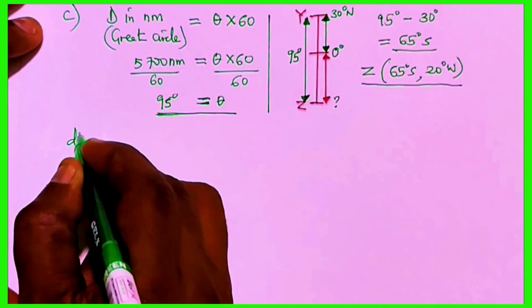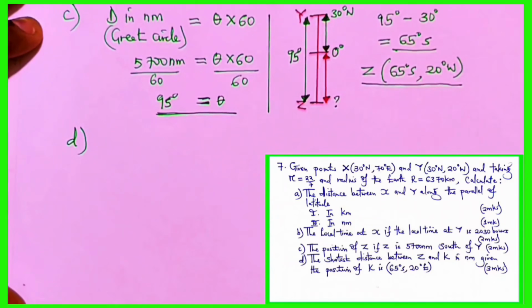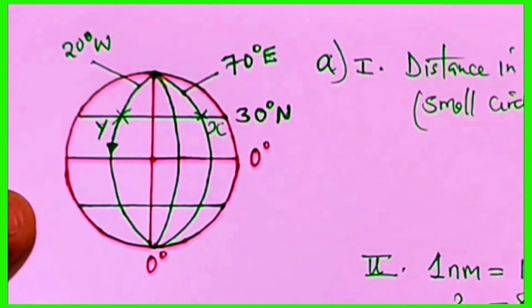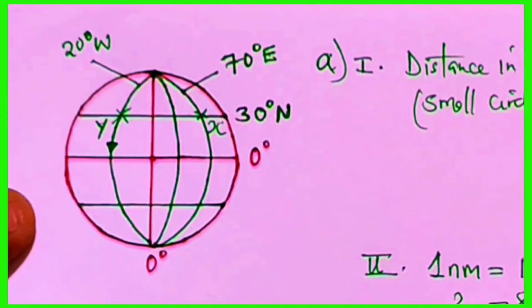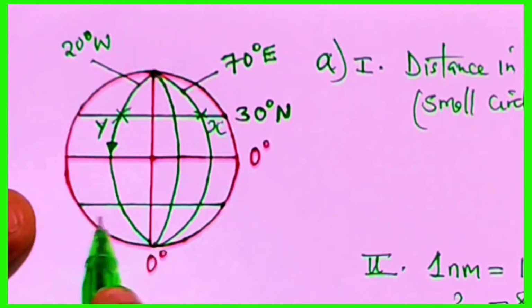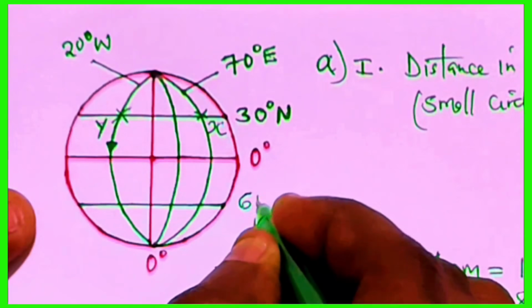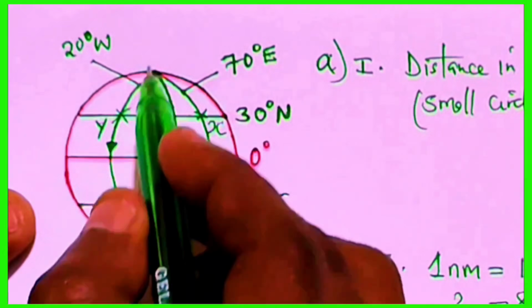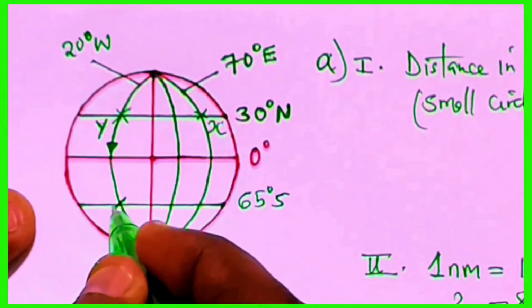Part D of the question. Calculate the shortest distance between Z and K in nautical miles, given that the position of K is 65 degrees south and 20 degrees east. Now I can represent the position of point Z in my diagram. I know that Z will be on a latitude 65 degrees south and then on a longitude 20 degrees west. So this is where we find point Z.